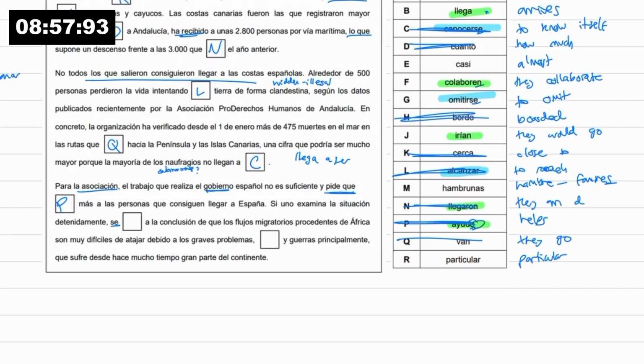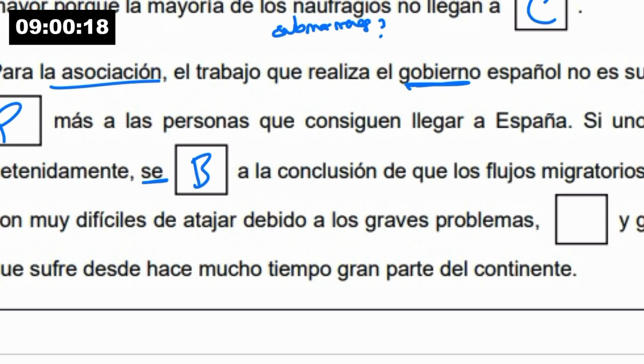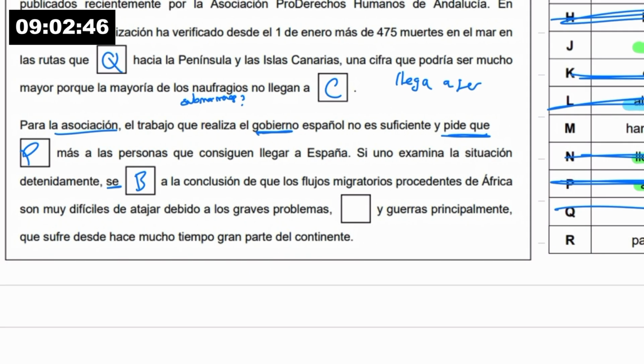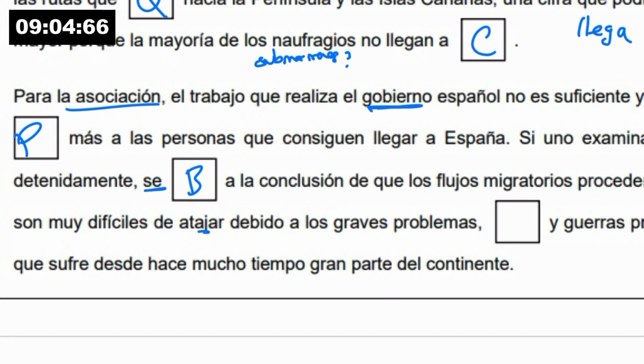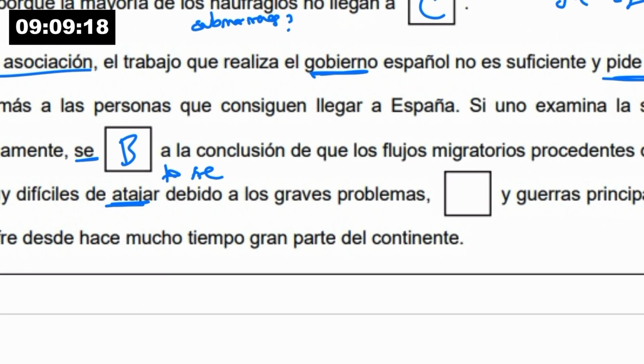Yeah, I'm happy with that. Se llega a la conclusión. I think that's going to be the passive voice then, like a conclusion is reached. Blah blah blah. I've seen atajar before, but I don't know what it means. I've forgotten, like to tie. I think maybe atajar, to tie. Debido a los graves problemas.